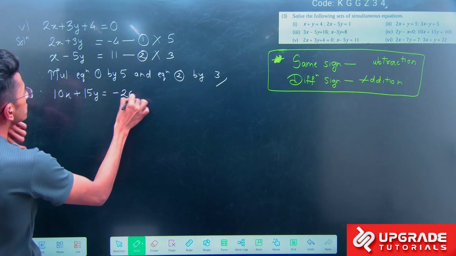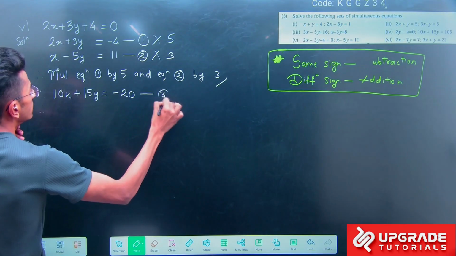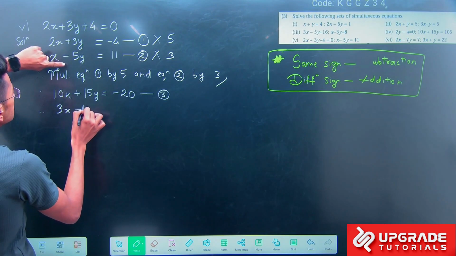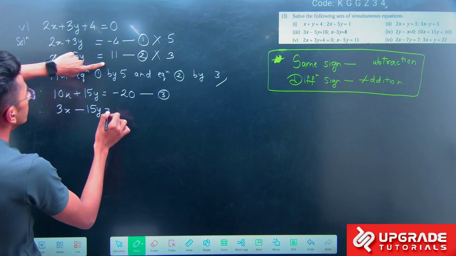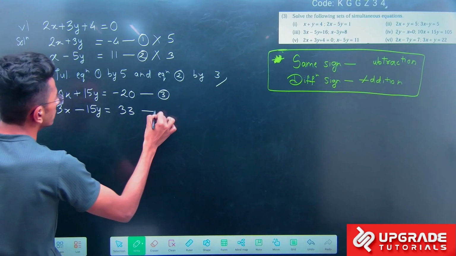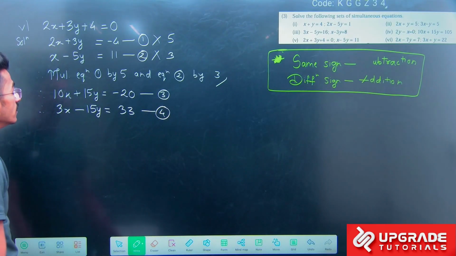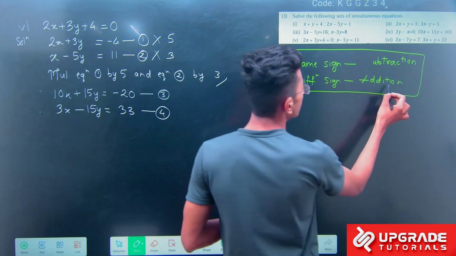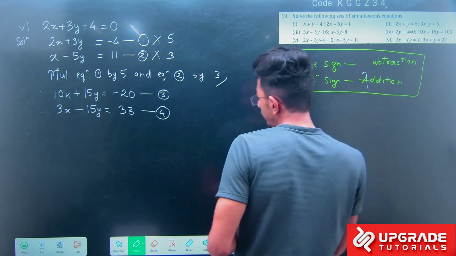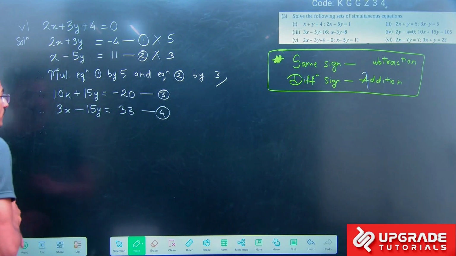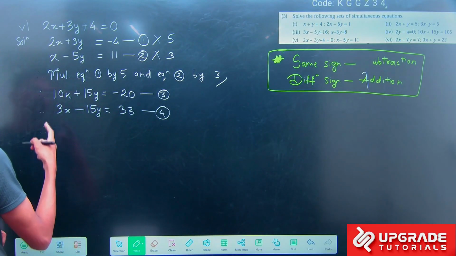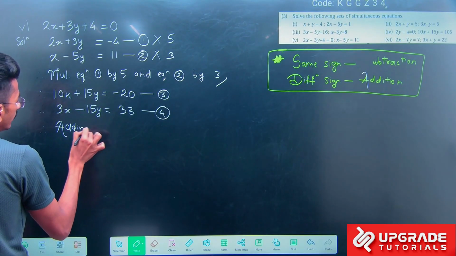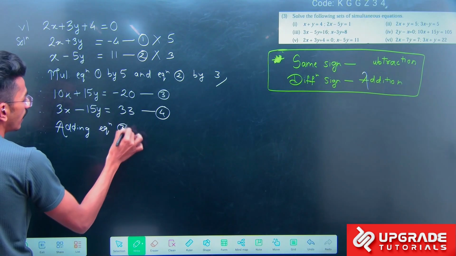5 into minus 4 is minus 20. This is equation number 3. Equation number 2 by 3: 3 into x is 3x, minus 3 into 5 is 15y, and 3 into 11 is 33. This is equation number 4. Now 15 and 15 are the same, signs are different, so different sign means addition. So you have to add now. Therefore, adding equation 3 and 4.